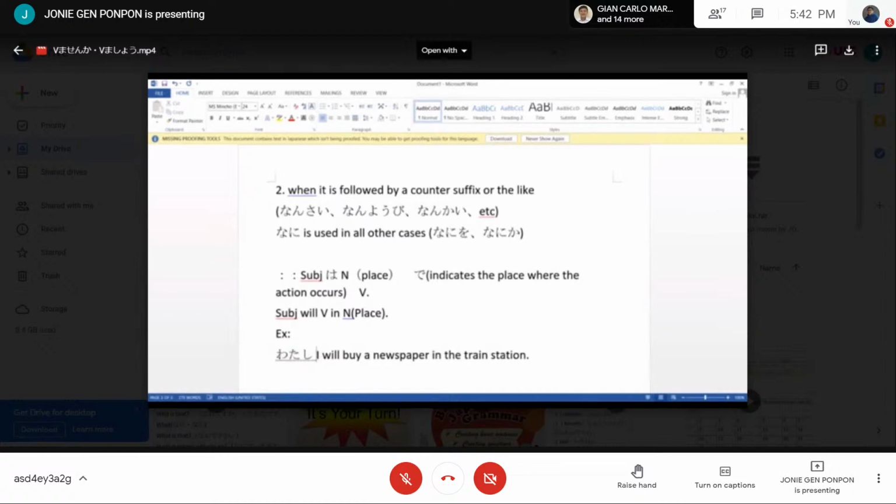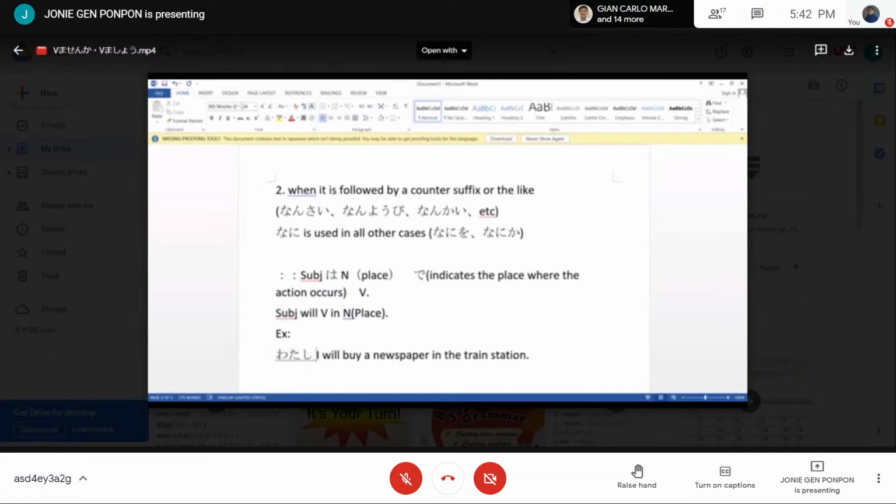So, for the sentence, "my mother ate dinner in her friend's house yesterday," in Nihongo is "haha wa tomodachi no uchi de yugohan o tabemashita." Okay, so that's how you create sentences like this one. Okay, next sentence pattern.